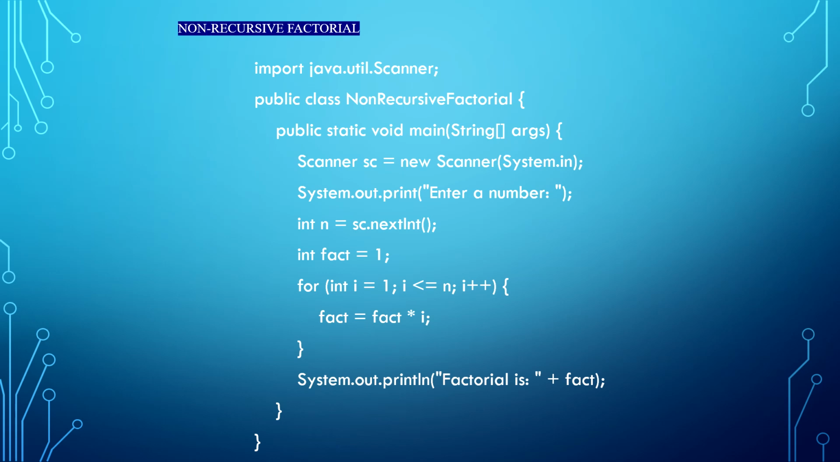This is the non-recursive factorial program. This program uses a for loop. The loop multiplies numbers from 1 to n. Finally, it prints the factorial result.